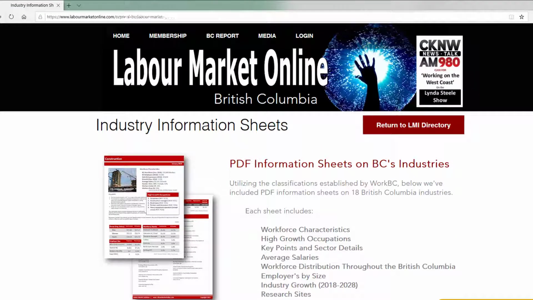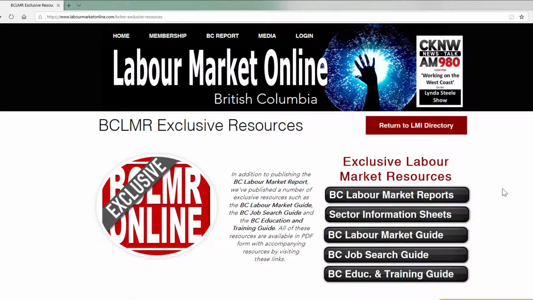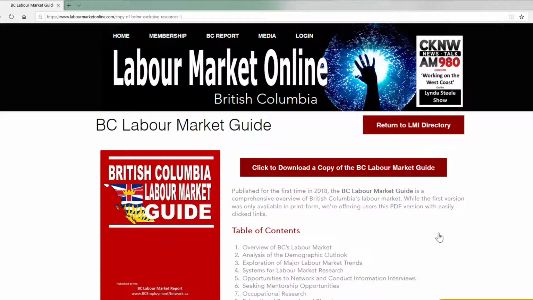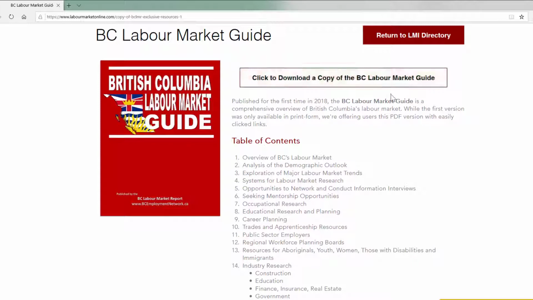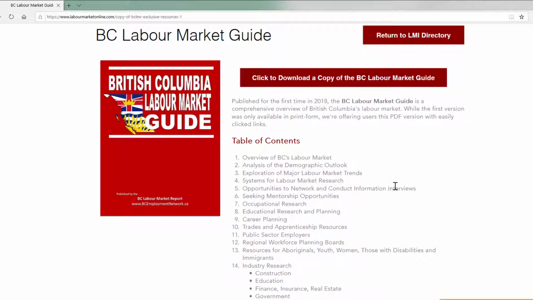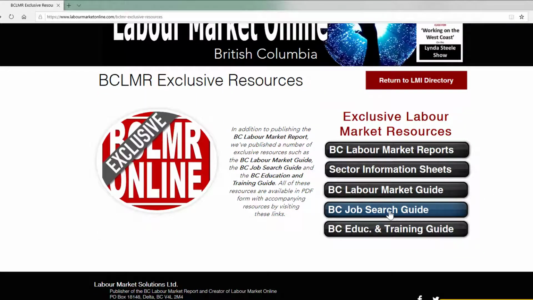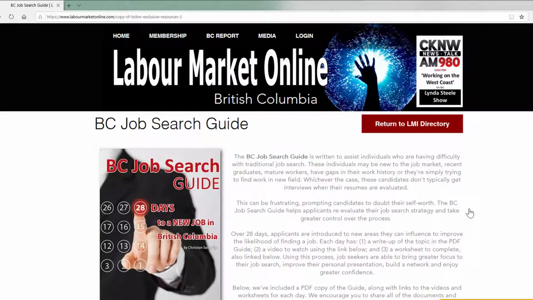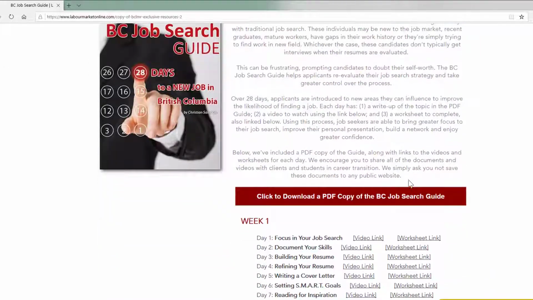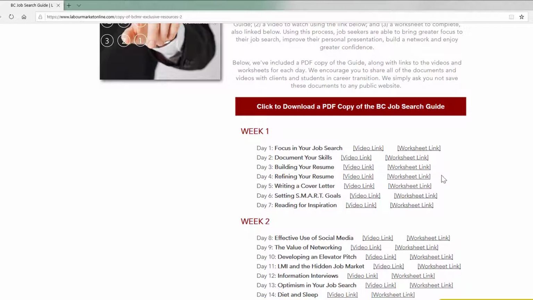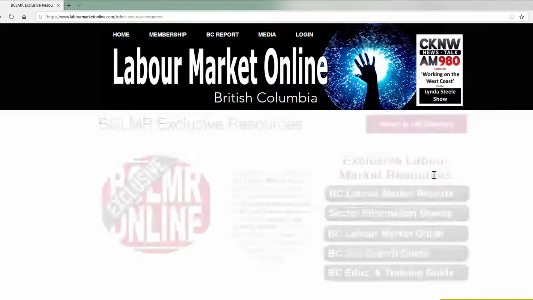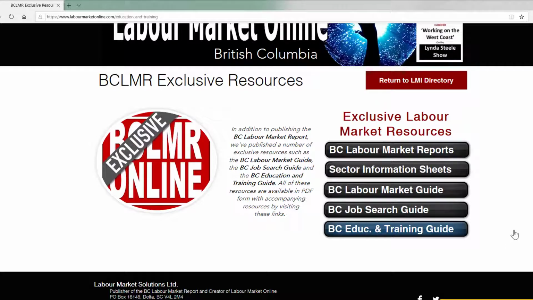In addition to the industry information sheets, we also have the labor market guide. We have the 2018 edition currently uploaded on the website, and so a person can immediately download a copy of it. But we will have the 2019 version uploaded before the end of the year. In addition to this, we have the BC Job Search Guide, which is a guide that we've written specifically to assist people who are doing job search in British Columbia, and for each one we have a video and a worksheet. All of that is available online, as is the BC Education and Training Guide, which we produced.